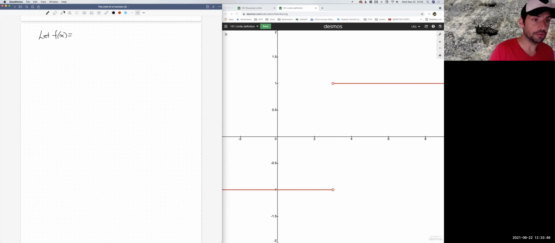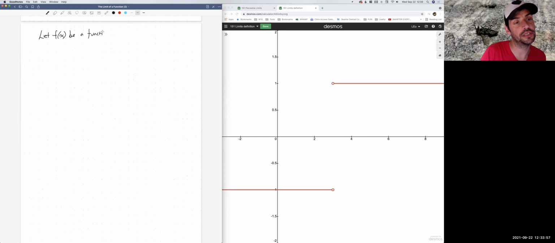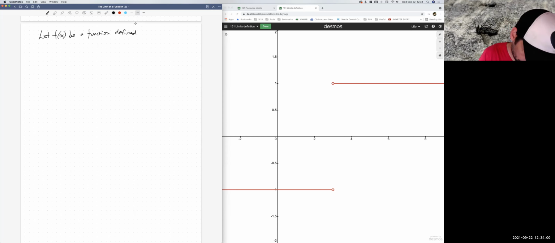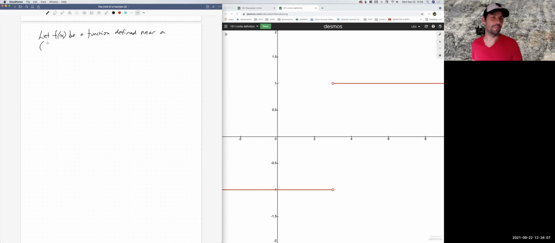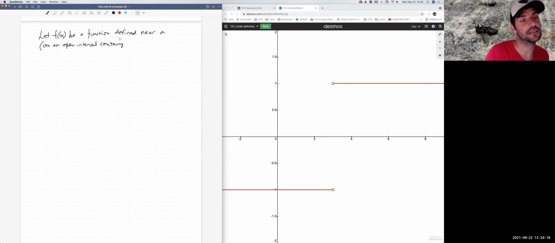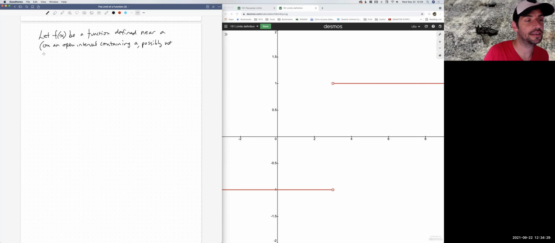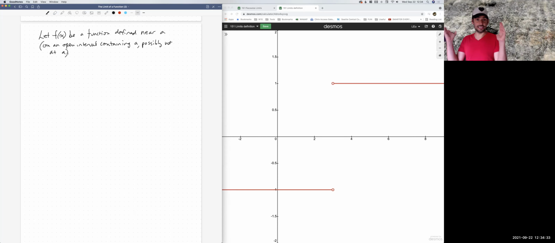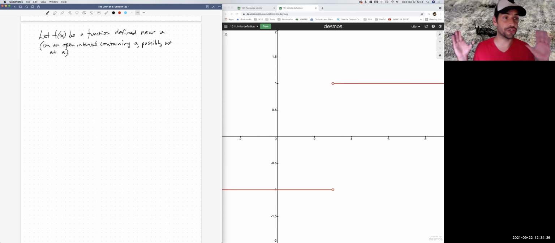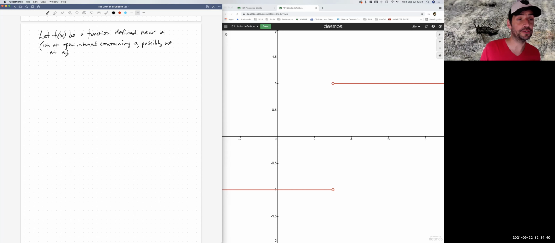Let f of x be a function defined near A. So near A, I mean that very specifically to be on an open interval containing A, possibly not at A. So on an open interval containing A, we don't care whether or not it's defined at A. It just has to be defined at every other point in some open interval around A.